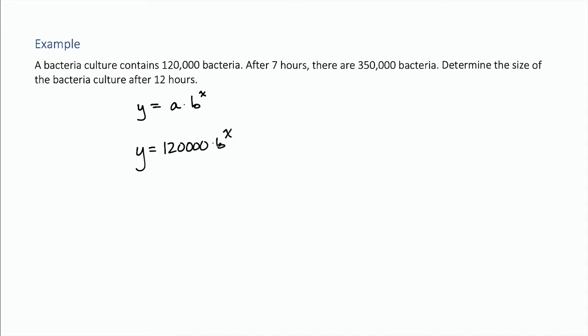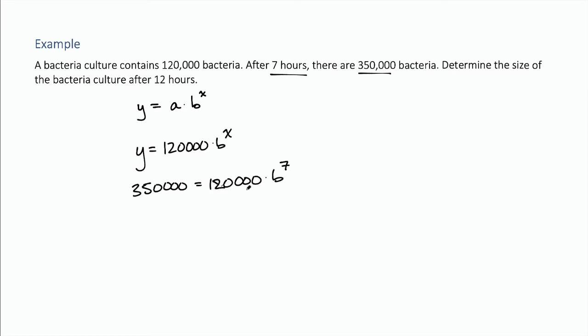Now, we need to find b first to have our completed model. We know that after 7 hours, there are 350,000 bacteria. So we can plug that in. When our x is 7, y is 350,000. So 350,000 equals 120,000 times b to the 7. And now we can solve for b.